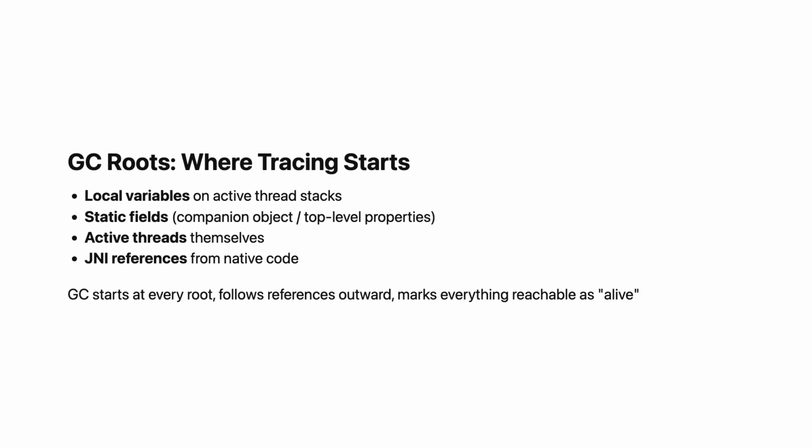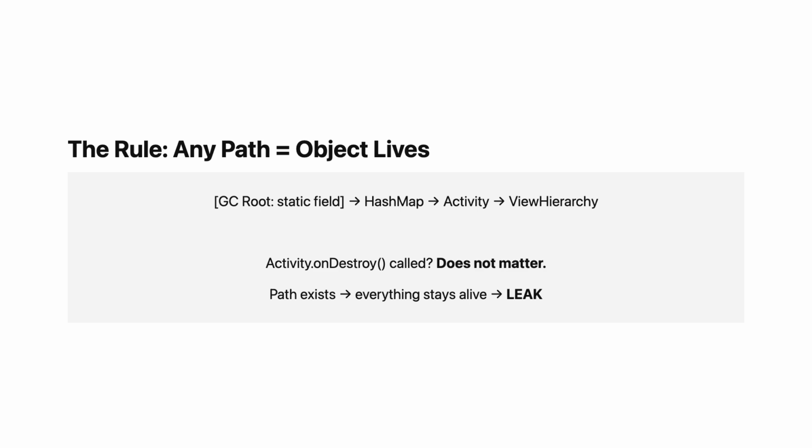Here is the key rule, and it is absolute. If there is any path of references from any GC root to your object, that object stays alive. It does not matter if the path is 5 references long. It does not matter if the path goes through objects you forgot about. It does not matter if you think the object should be dead. If there is a path, it lives.